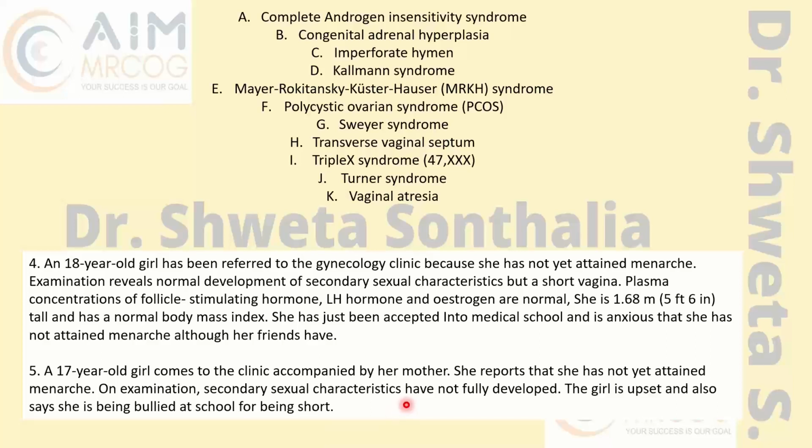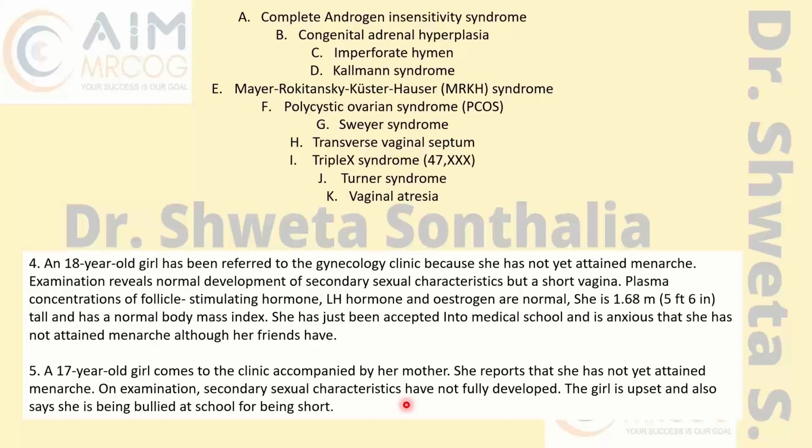A 17-year-old girl comes to the clinic accompanied by her mother. She reports that she has not yet attained menarche. On examination, secondary sexual characteristics have not fully developed. The girl is upset and also says she is being bullied at school for being short. Turner syndrome, madam. Very good.